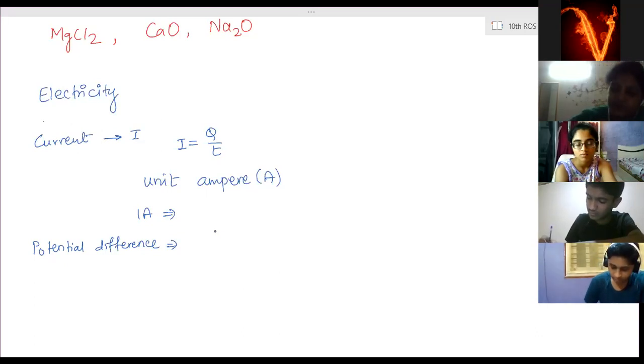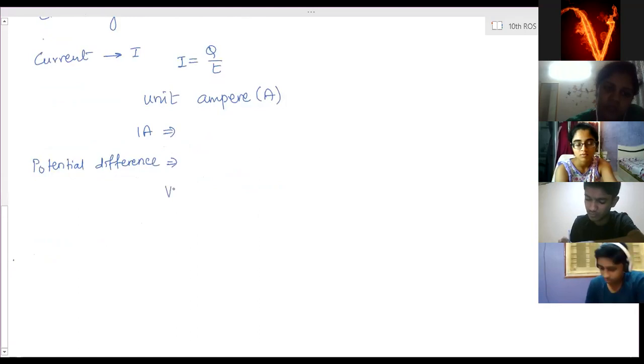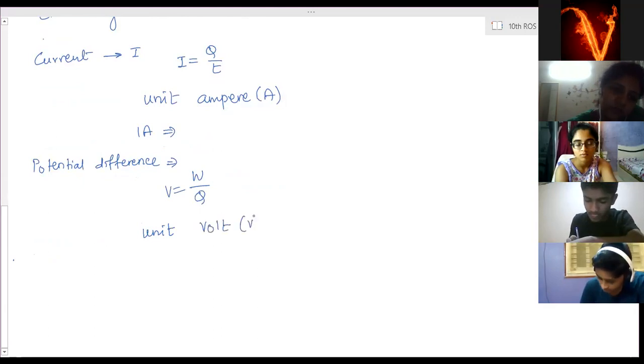Formula? V equals W by Q. V is equal to W by Q. Unit is volt. What is the definition of 1 volt?